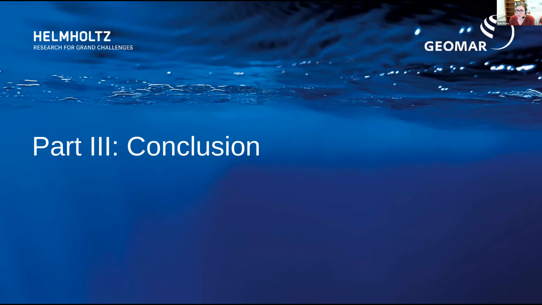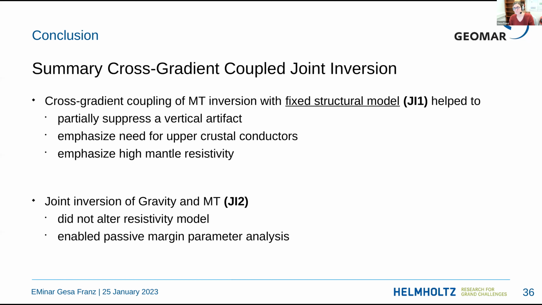So just a brief summary and a glimpse of what we make of all of this. For the cross-gradient coupled joint inversion, we found that the coupling of the MT inversion with a fixed structural model helped to partially suppress this vertical artifact that we see coinciding with the fracture zone. And it also emphasized the need for these upper crustal conductors because the constraint could not get rid of them. And it also emphasized the need for the high mantle resistivities below the Moho. So we don't actually have an electric Moho there.